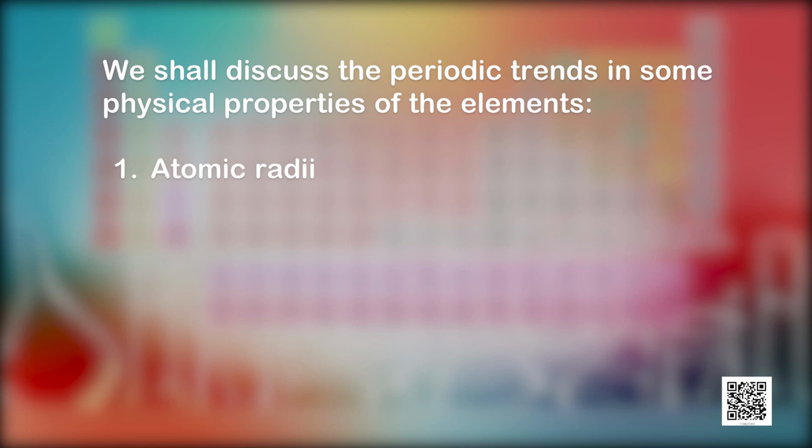The first important physical property which we shall discuss is atomic radius. An atom is assumed to be spherical in shape and thus the size of atom is given in terms of radius of the sphere and is called atomic radius. It is usually defined as the distance from the center of the nucleus of the atom to the outermost shell of electrons.